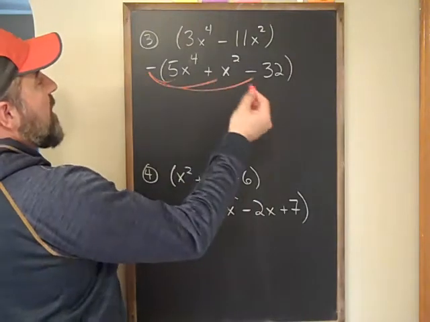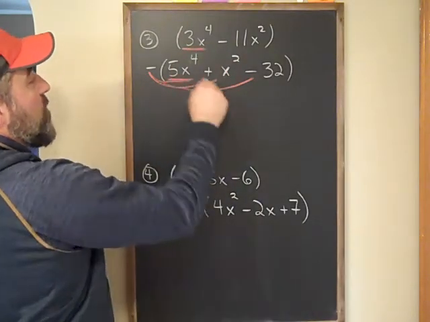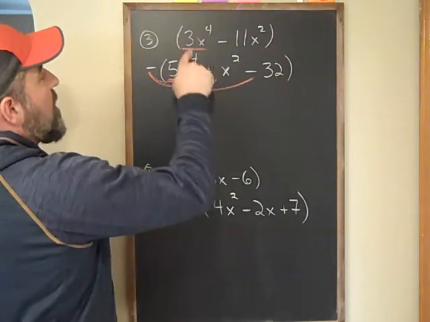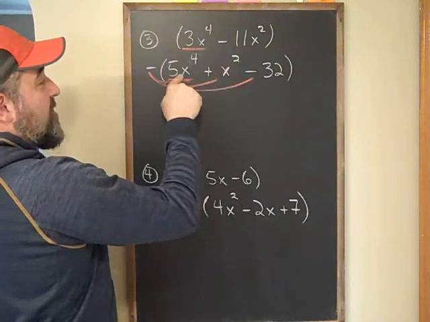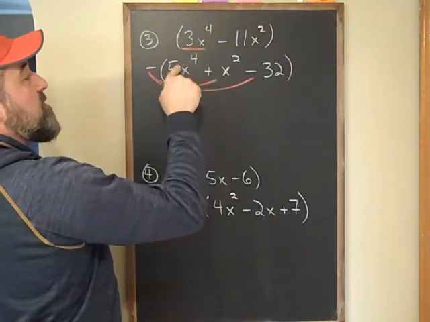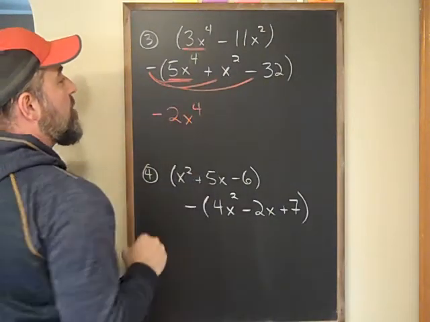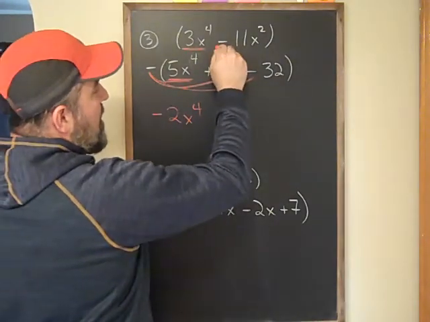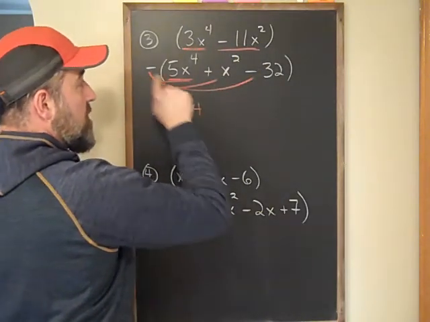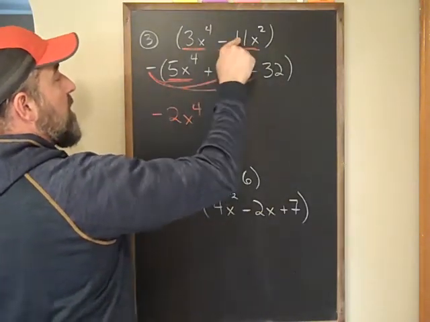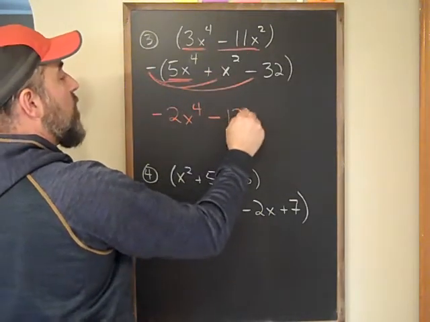So we're just combining like terms. So let's look. We have an x to the fourth term. We have another x to the fourth term. Now this is a positive 3x to the fourth, and now that's a negative 5x to the fourth. A positive 3x to the fourth and a negative 5x to the fourth makes a negative 2x to the fourth. We have a negative 11x squared, and we have a negative x squared. A negative 11x squared and another negative x squared is going to make negative 12x squared.